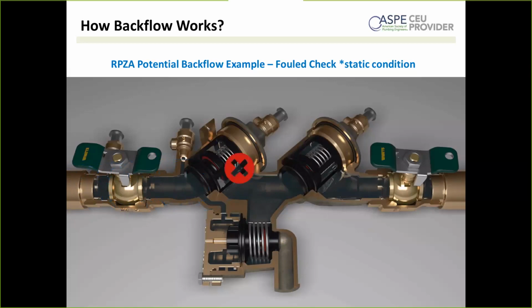This also gives a visual indication of failure. So unlike a double check, which is another common testable backflow preventer, but a double check doesn't have a relief valve, you only know it's working when you test it. Usually an annual test, 364 days a year, you have no idea if it's operating correctly. An RPZ tells you if something is wrong.